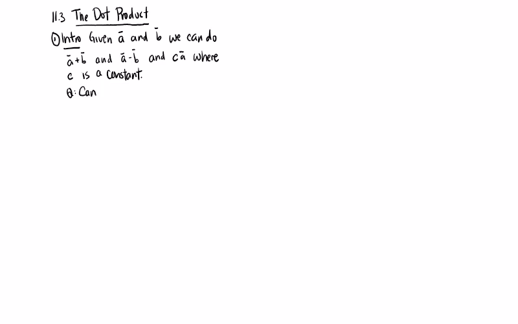So given vectors A and B, we can do things like A plus B and A minus B. And we can do something like CA, where C is a constant. But if you notice, we haven't said anything about multiplying vectors. So the question is, can we multiply vectors?